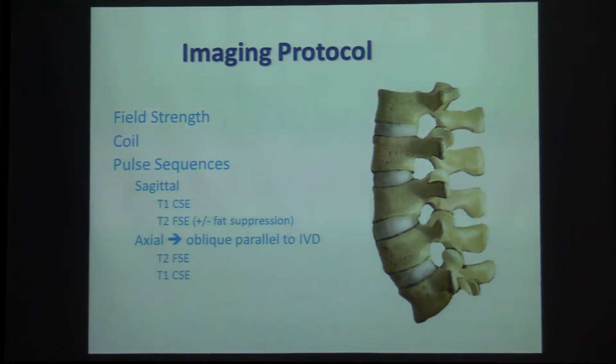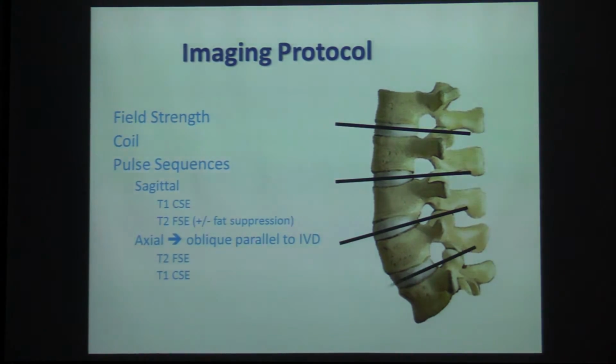So what this means is that when we do our imaging protocols, it's important to have at least one set of images that are parallel to the intervertebral discs, because that's the best way to characterize these contour abnormalities.